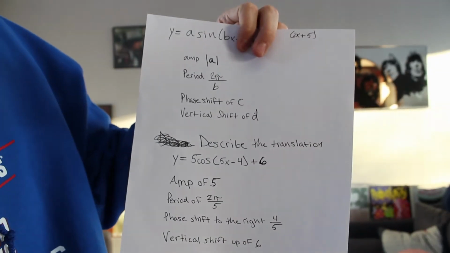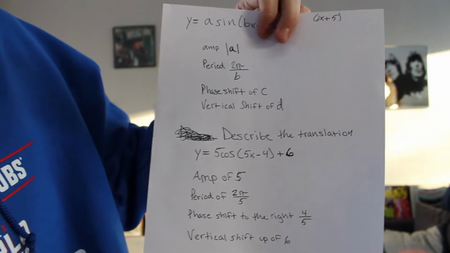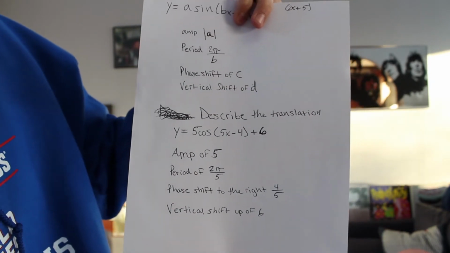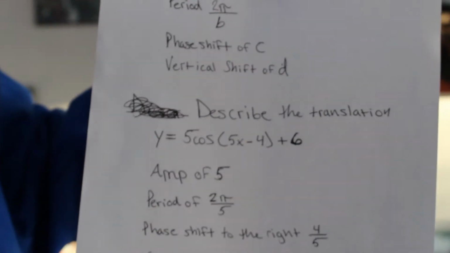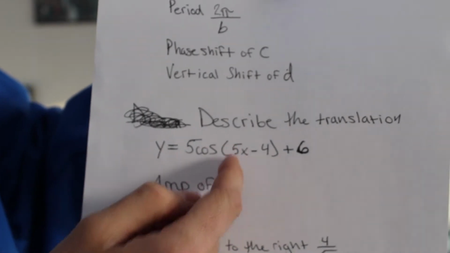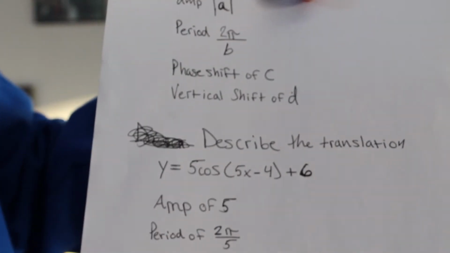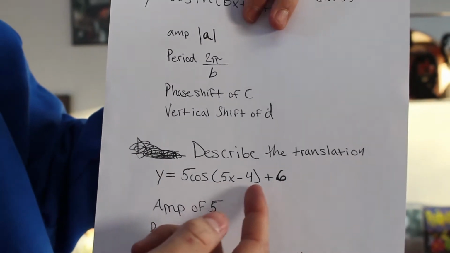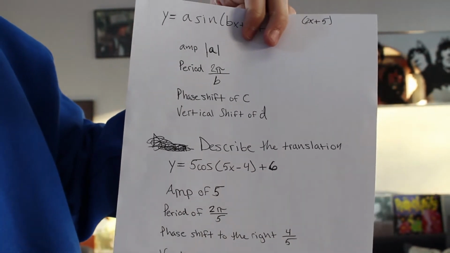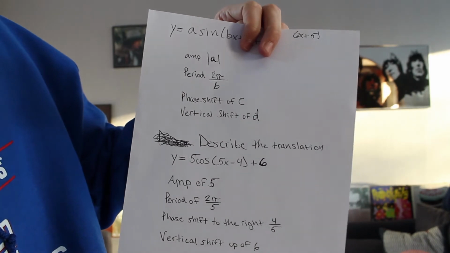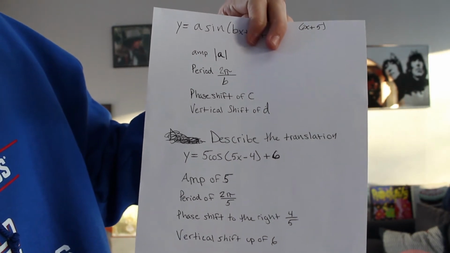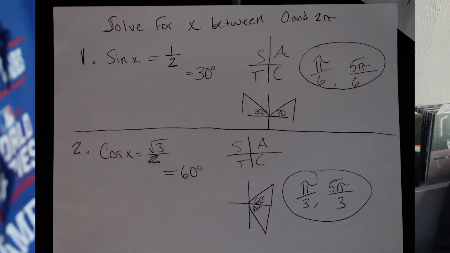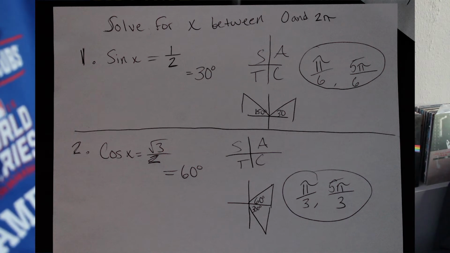Describe the translation of 5 cosine 5x minus 4 plus 6. Amplitude of 5, easy. Period of 2 pi over 5, see that? Simple. Phase shift to the right 4/5. You take this, solve for 0, and then it would be to the right because it's a positive. Then a vertical shift up of 6, once again, because it is positive. Great job.